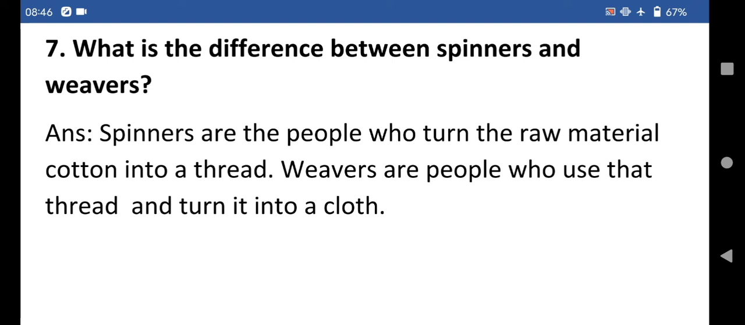So dear children, spinners means when the cotton is sent to the factories, it is turned into thread by the spinners. And what do you mean by weavers? What is the work of the weavers? The weavers are the people who use that thread and turn it into a cloth. So when the spinners spin the cotton into thread, that thread is used by the weavers, and the weavers turn it into a cloth. So dear children, I hope you understood the difference between spinners and weavers.